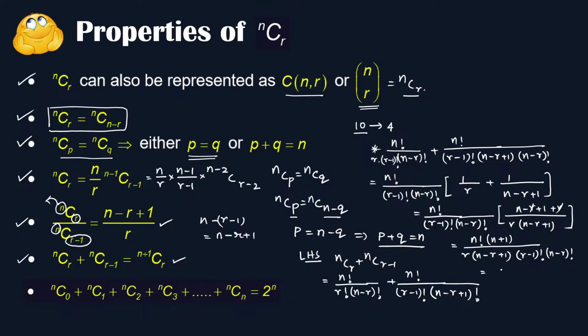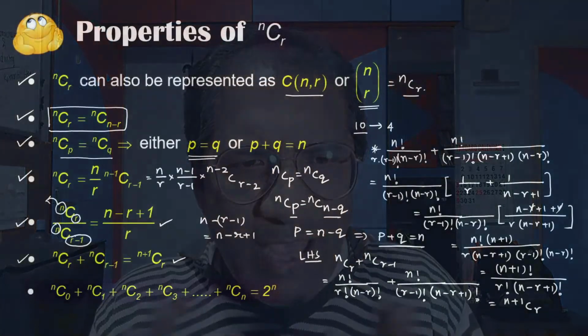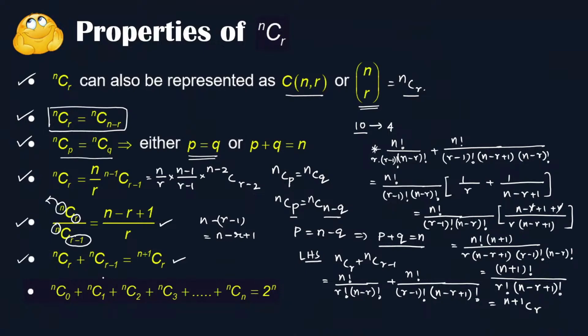So this can also be written as n plus 1 factorial divided by r factorial into n minus r plus 1 factorial, and which eventually gives us n plus 1 CR. Is it clear to all? Have you understood? So this is how we prove. That is why I told you, you simply use the formula for NCR to get all those proofs. There is no big deal in it. Okay, so we have understood NCR plus NCR minus 1 is always equal to n plus 1 CR.